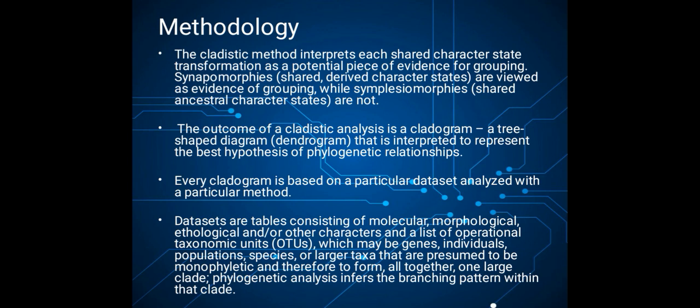Datasets are tables consisting of molecular, morphological, ethological, or other characters and a list of operational taxonomic units or OTUs, which may be genes, individuals, populations, species, or larger taxa that are presumed to be monophyletic and therefore to form altogether one large clade. Phylogenetic analysis infers the branching pattern within that clade.